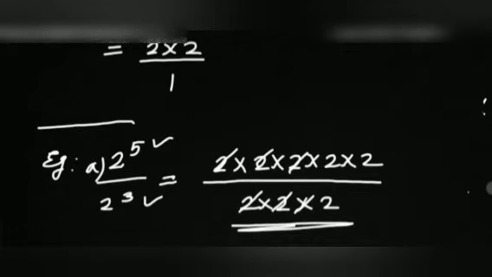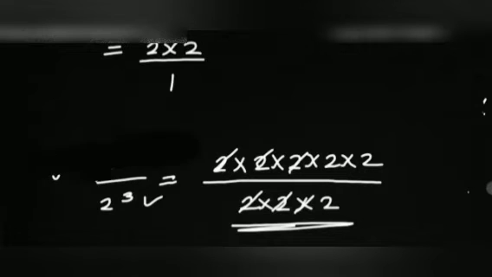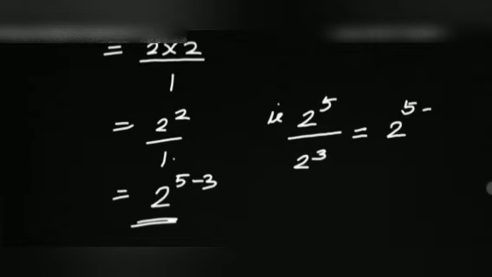And what is 2 into 2? 2 to the power 2. Yes, 2 into 2 means 2 raised to 2, isn't it? This is equal to 2 raised to 2 by 1. That is equal to 2 raised to 2, which means 5 minus 3. 2 raised to 5 minus 3, isn't it? That is, 2 raised to 5 by 2 raised to 3 is equal to 2 raised to 5 minus 3, isn't it?